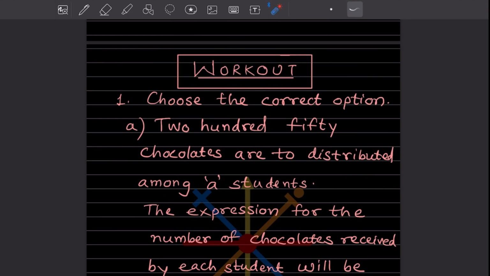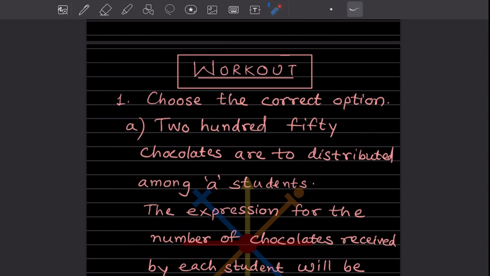So let's start. In the previous one, we have seen the exercise of the same chapter. This workout is nothing but the revision part of it, like all the mixed questions given in the exercise. Only the numbers have been changed. So let us see the first question over here. Now, what does this say?